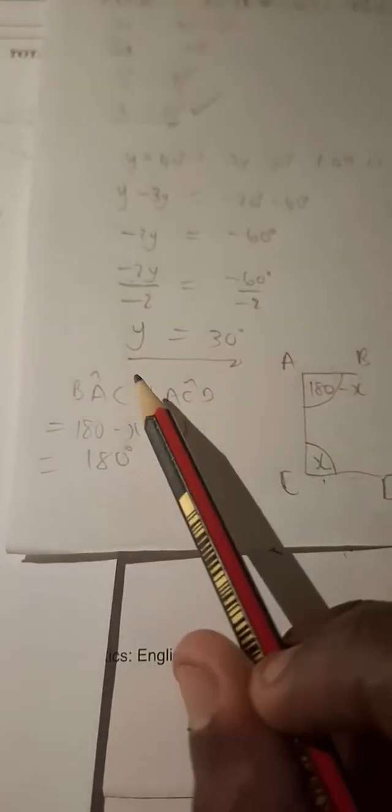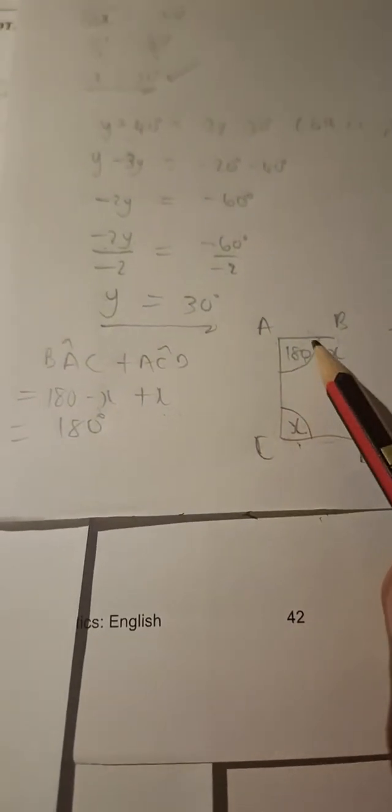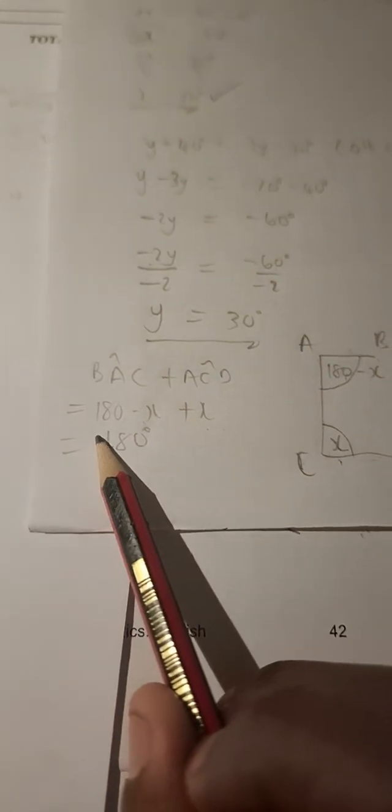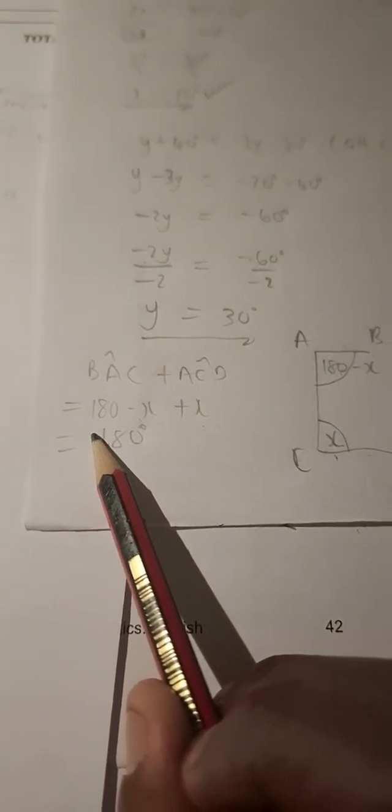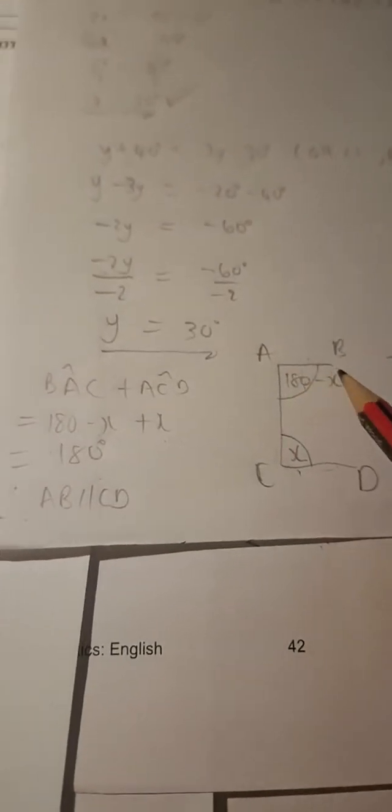So what are we noticing here? When we add the armpit angles, we get 180. So what does that mean, therefore, about these two lines, AB and CD? It means AB is parallel to CD, guys. It's parallel. Okay, parallel. AB is parallel to CD.